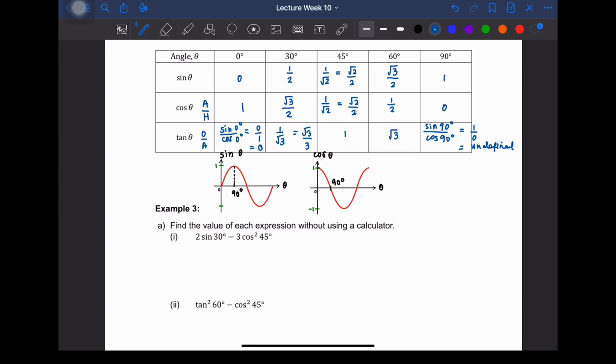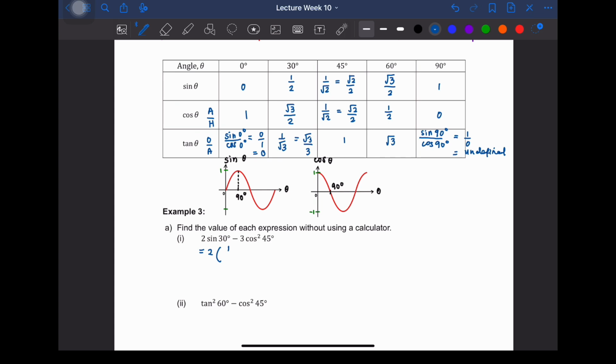Okay, so the first one we have 2 sine 30. So it's 2. Sine 30, we know that sine 30 answer is 1 over 2. So just write 1 over 2 over here. Okay, and then minus 3.